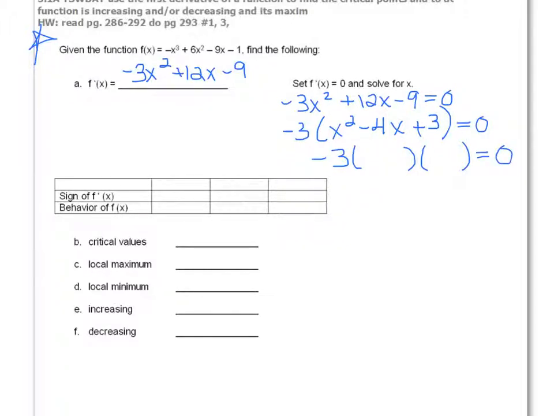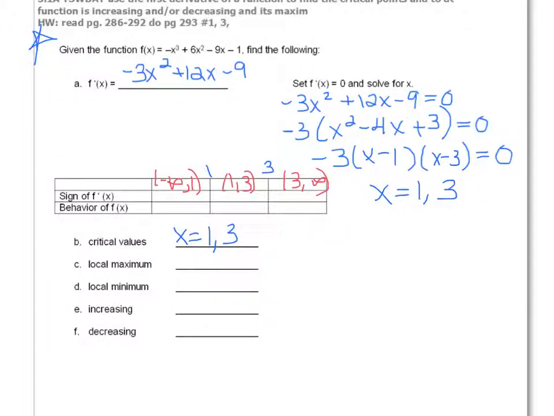So now, to factor, what multiplies to 3 that adds to -4 is going to be -1 and -3. So when I solve this, I get x equals 1 and 3. So those are my critical values. And then I need my intervals: -infinity to 1, 1 to 3, 3 to infinity. And then the numbers that I'm going to test: something less than 1, between 1 and 3, and more than 3.